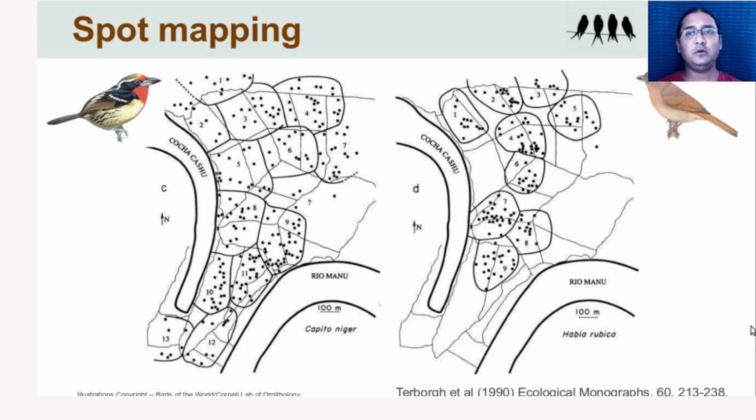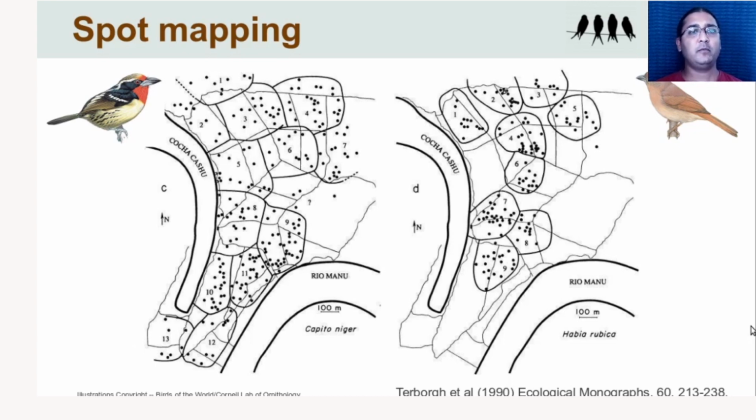This is showing you spot maps of the territories of two bird species in the Amazon basin. What you have is the habitat between two rivers, the Cochacashu and the Rio Manu, and you have a network of trails which are represented by those thin black lines. And what observers do is they walk along these trails repeatedly, and as they walk along these trails, they note where these birds are calling from.